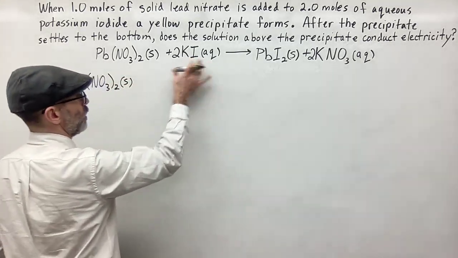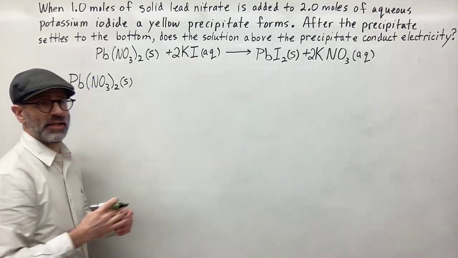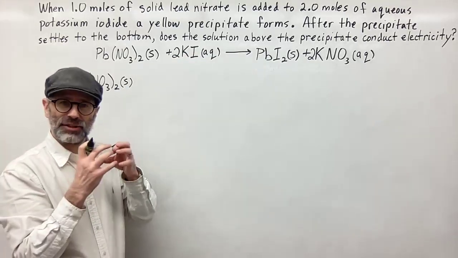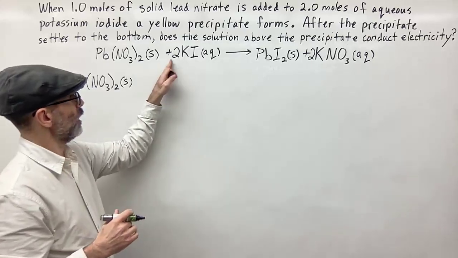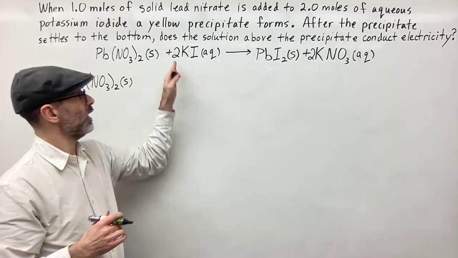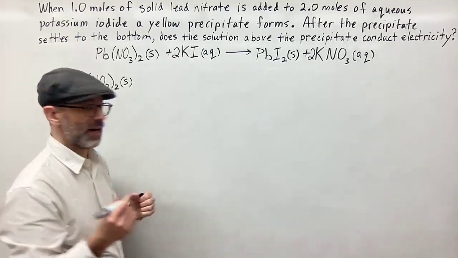This is aqueous, so we're going to split up the ions. Since we have 2 KI, aqueous means that these ions are floating around. They're not actually together, so we're going to split them apart. If we have 2 KI, that means we have 2 positive potassium ions and 2 negative iodide ions.